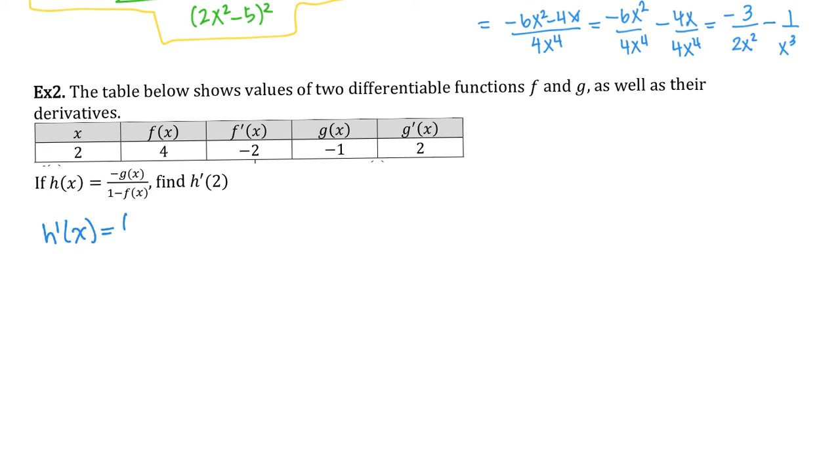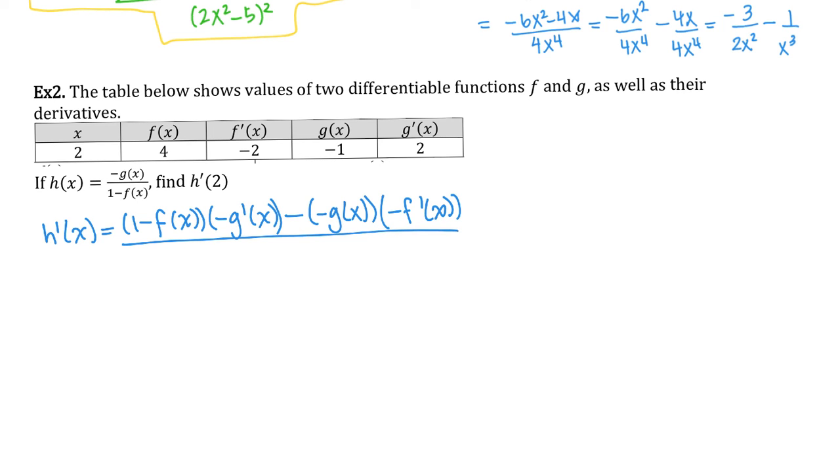Okay, so low, d high, negative g prime of x, minus high, d low, derivative of 1 is 0, so negative f prime x. Okay, square the bottom. Okay, and away we go. Okay, let's just plug in.